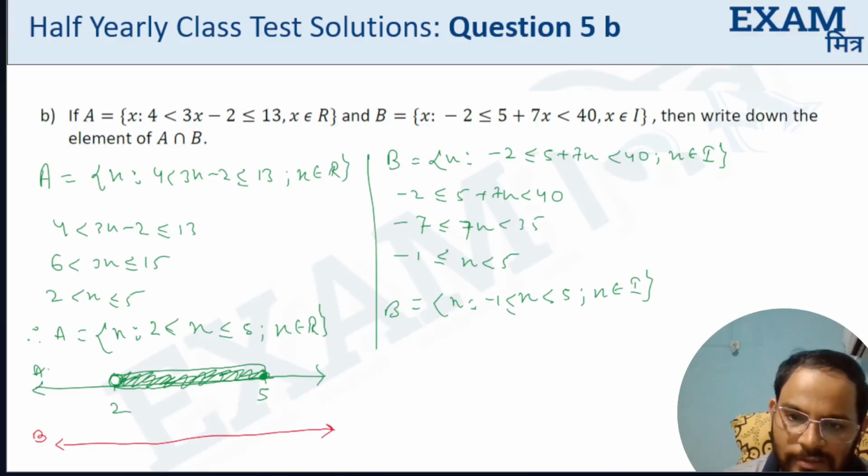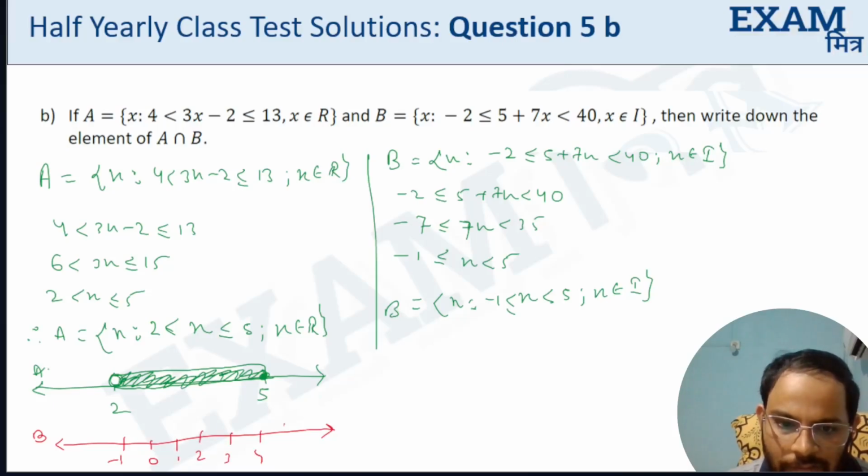Again see, for B, this is integers, so from minus 1 we need to write all the values because we are considering integers: 2, 3, 4 and 5. So it includes all the integers between minus 1 and 5, including minus 1 as well. So this will be the part of the solution. That means I can write it as minus 1, 0, 1, 2, 3 and 4. So we know how to represent integers on a number line.